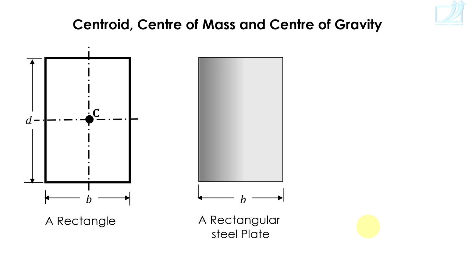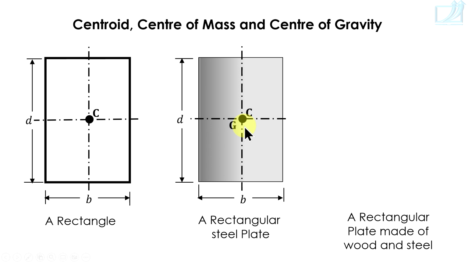So here it is a plate of base B and height h. Just focus on its shape and you will be able to locate the center of its shape. So that is centroid. In case of a homogeneous body, centroid and center of mass coincide. So centroid and center of mass G, they coincide in case of homogeneous bodies.